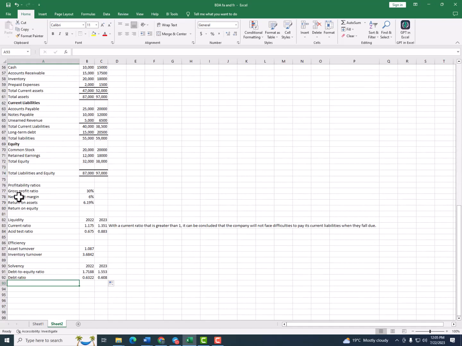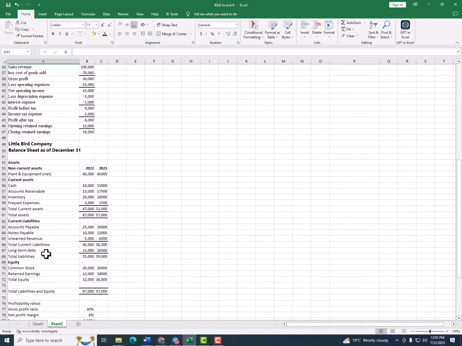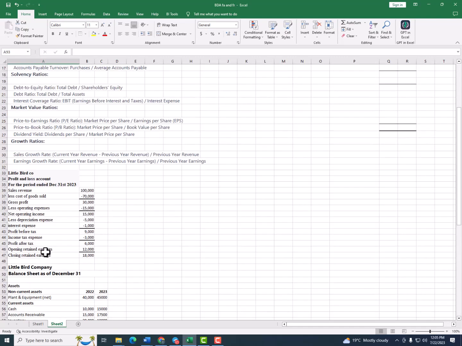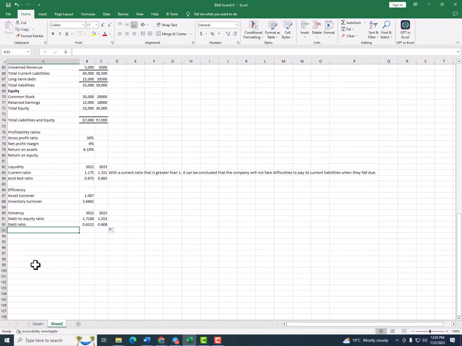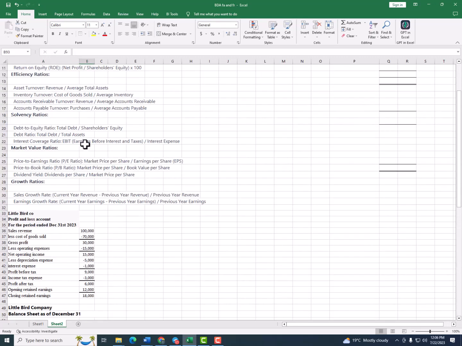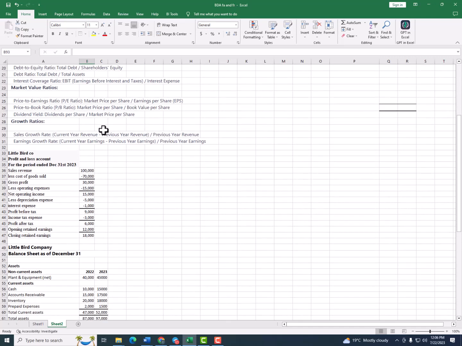So we have calculated the profitability ratios. We have calculated the liquidity, the efficiency, and the solvency level ratios. We have satisfied the question, but maybe we can do one more solvency ratio, the interest coverage ratio. The interest coverage ratio is earnings before interest and taxes divided by the interest expense, right? Earnings before interest and taxes divided by the interest expense.